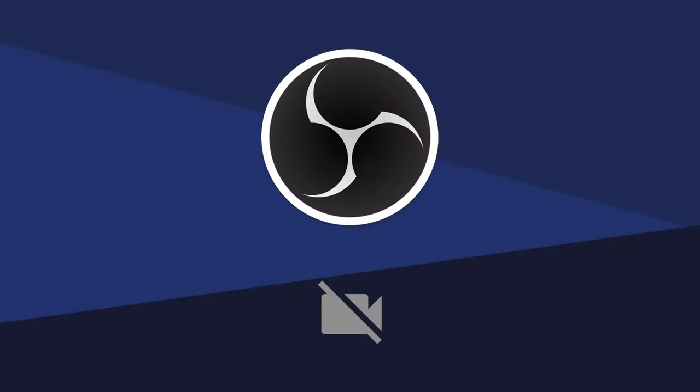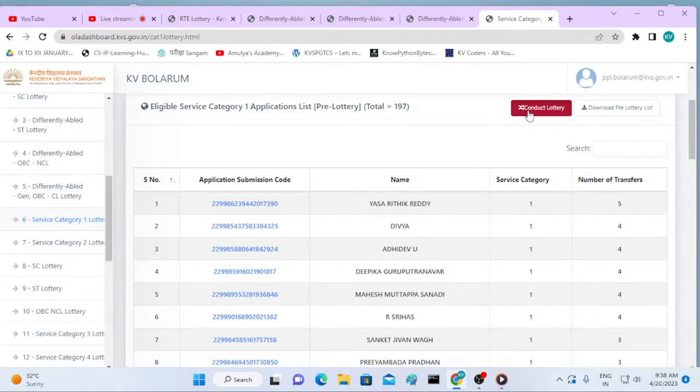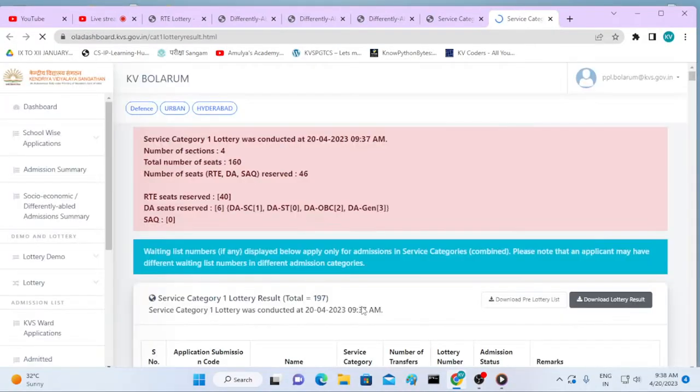Next, sixth one, service category one. So, four seats are there. Four seats are there, sir. Total applied 197, sir. The service category two is government, state. This is service category, central government employees. So I am doing the lottery for them. Conduct lottery. Okay. Over, sir.